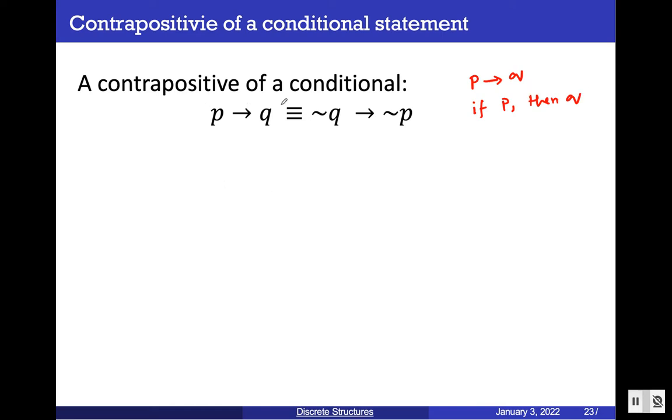Now the contrapositive of a conditional statement P implies Q is not Q implies not P, and you can see that they are logically equivalent. So this is the contrapositive of P implies Q. Alright, and these two statements are logically equivalent. So we can use this symbol or we can also use this symbol to show that they are logically equivalent.